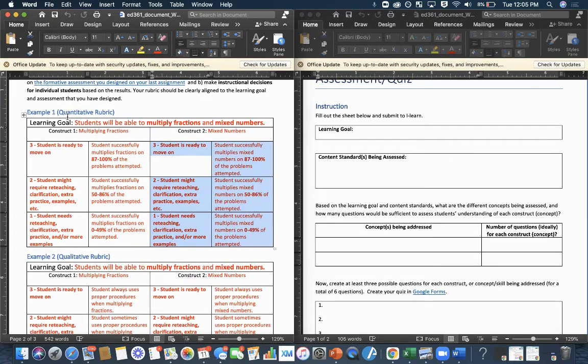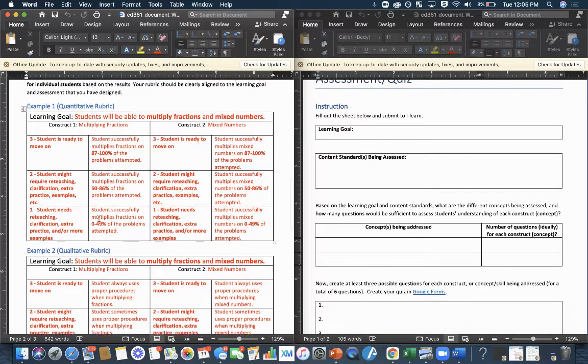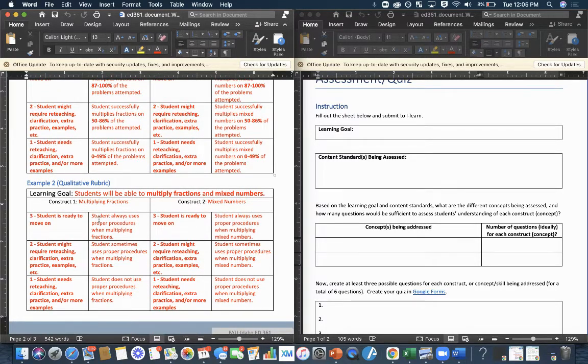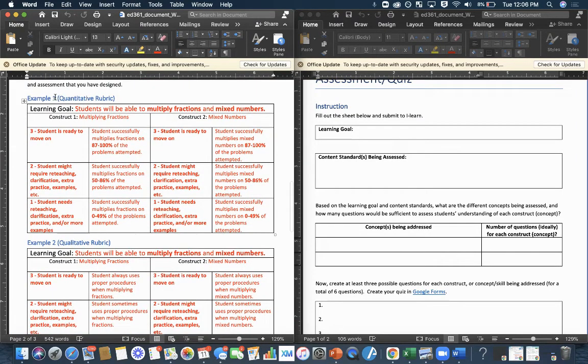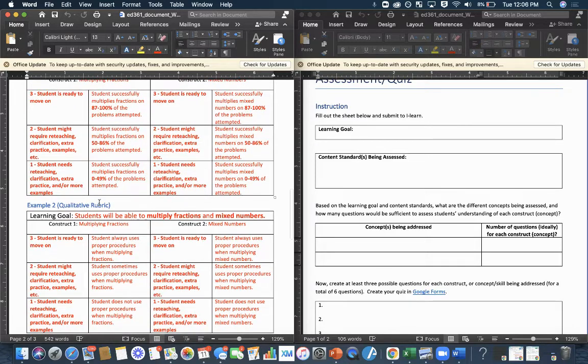Now, you could use the quantitative rubric and then delete this other example, or you could get rid of this one and say, I don't want to know how many problems they got correct or what the percentage is. I really want to know to what degree are they understanding the process, or can they do certain steps? So quantitative, we're just looking at the numbers or percentage that they get right. Qualitative is we're looking at the quality of what's going on or the different elements.